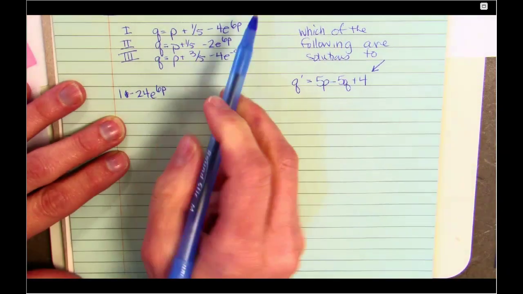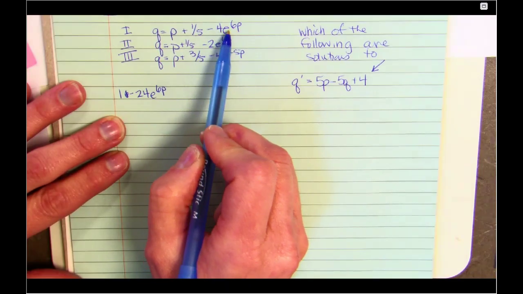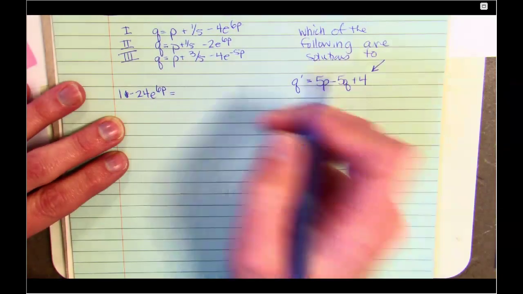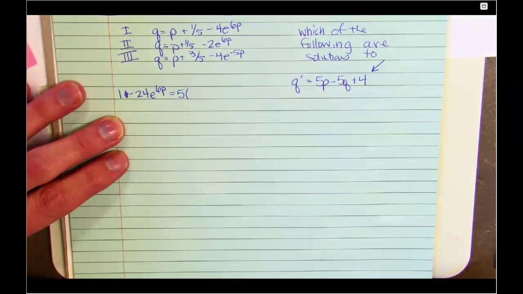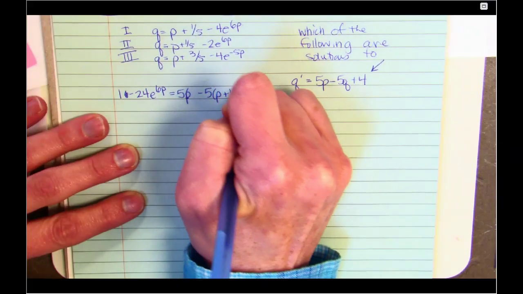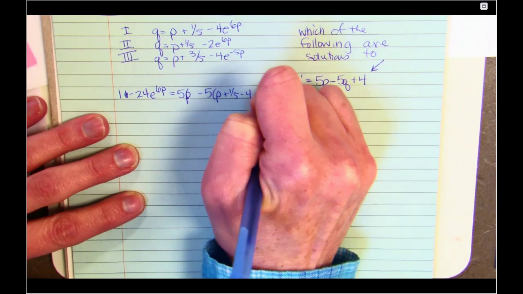1/5, the derivative is 0. This is 4e to the 6p. Chain rule gives you the 24. So you want to know if that's equal to 5 times P, minus 5 times Q, which is P plus 1/5 minus 4e to the 6p plus 4.